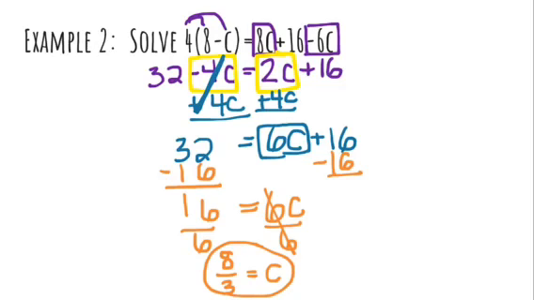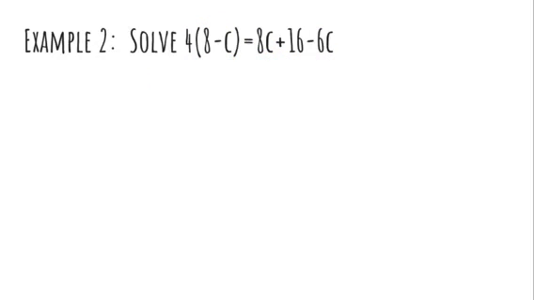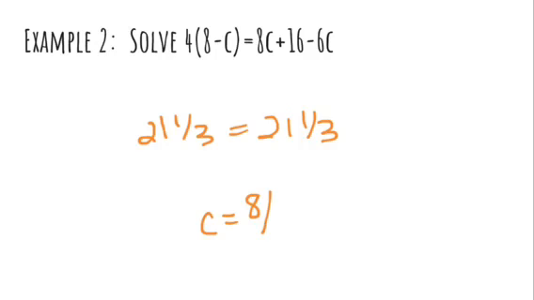Okay, and I'm going to go ahead and check that in my calculator to make sure that it works. And I checked it when I plugged in 8 over 3. I got 21 1/3 on this side, 21 1/3 on that side. So my answer is c equals 8 over 3. It worked.